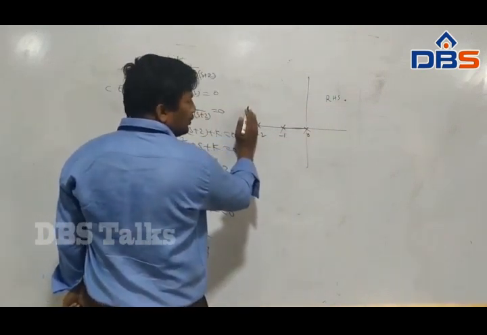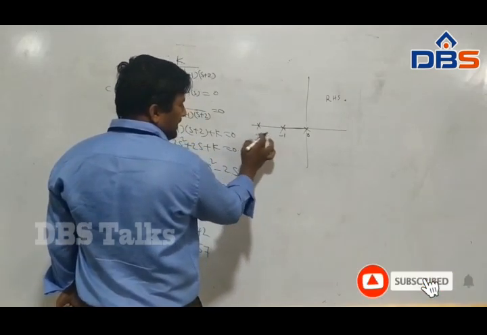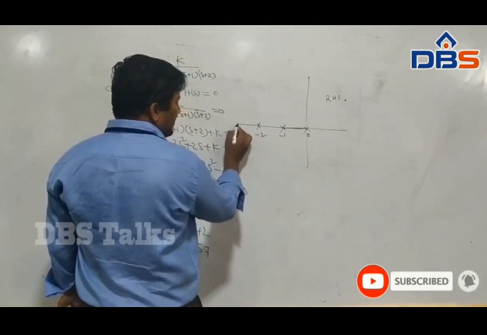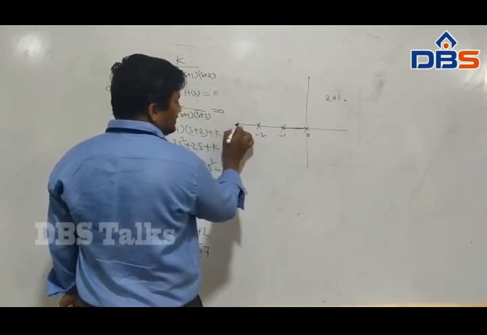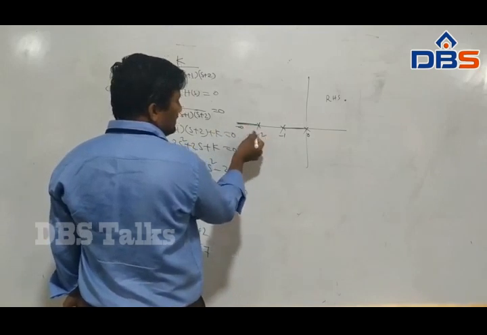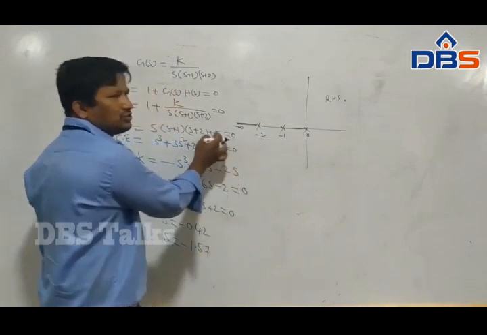Now minus 2. Before that, two poles are there, which is an even number, so there is no branch between minus 1 and minus 2. Taking minus infinity as another pole, three poles are there, so a branch exists between minus 2 and minus infinity. So the branch exists from 0 to minus 1, and from minus 2 to minus infinity.